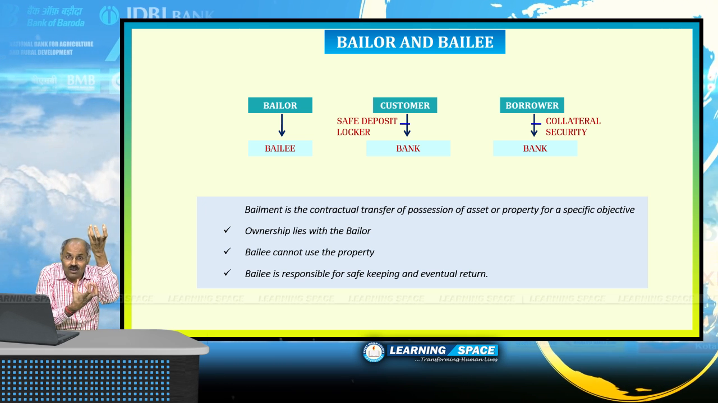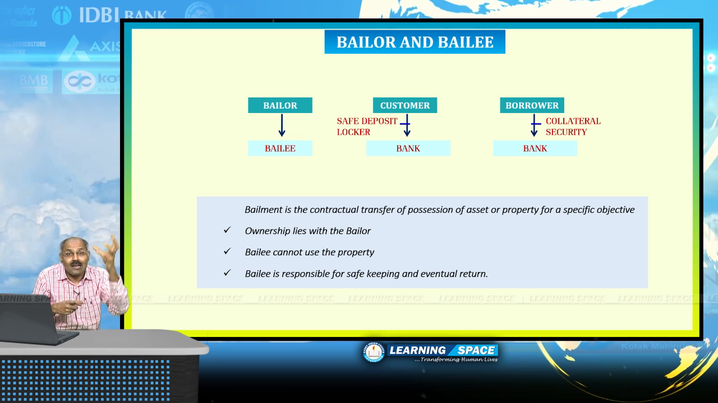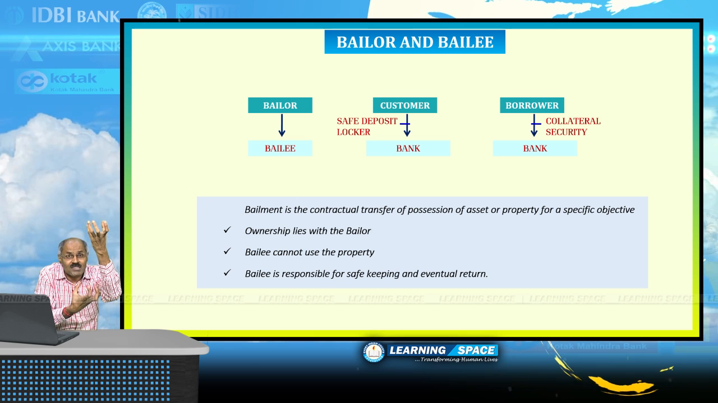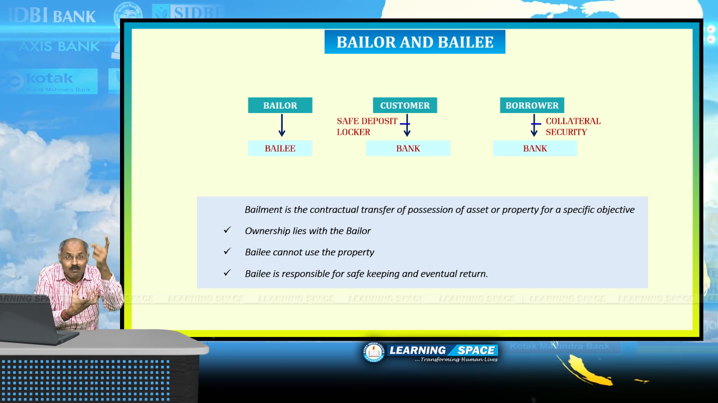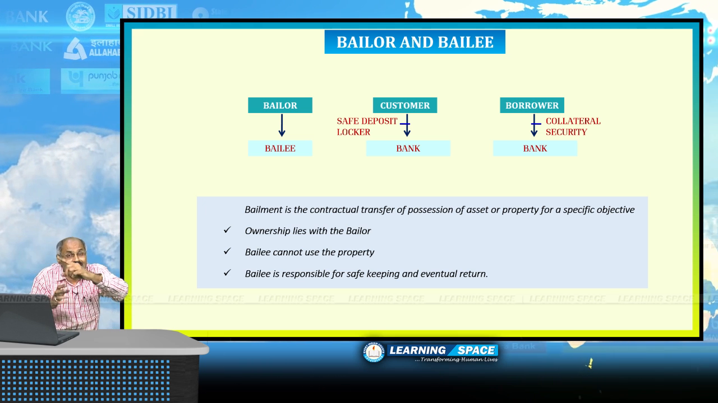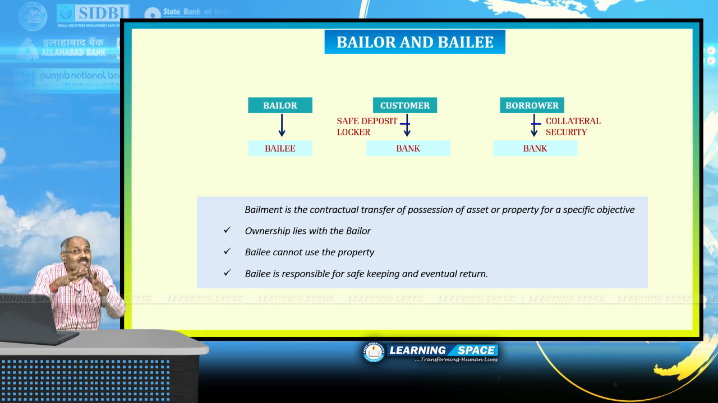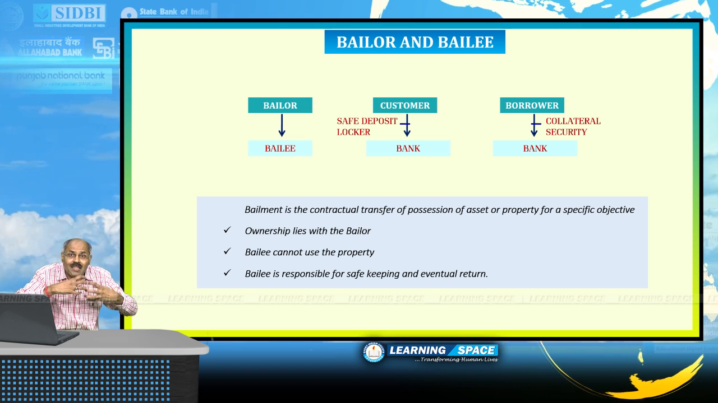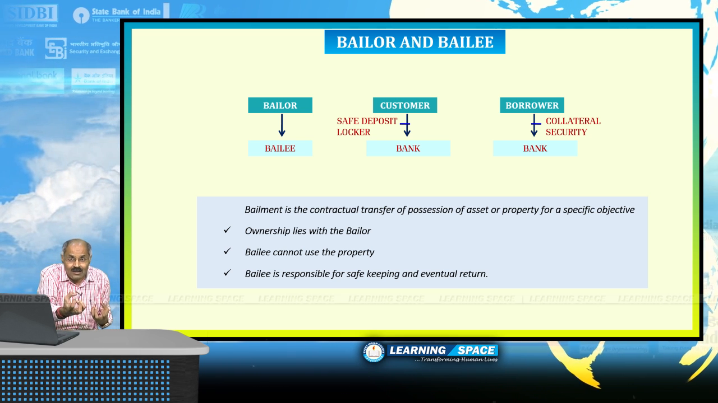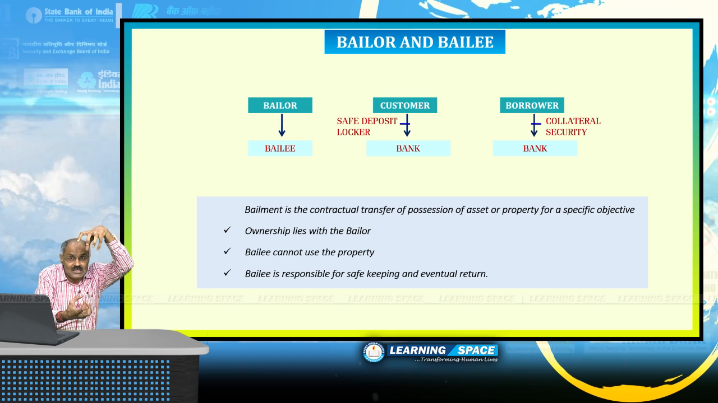Bank is bailee. Please don't forget, customer is the bailor. If the customer is taking a safe deposit locker, then the customer is the bailor and the bank is the bailee, and the process is called bailment. And please don't forget, bailment is the contractual transfer of possession of an asset but not the ownership. If I am keeping some documents in the safe deposit locker, I am allowing the bank to have the possession of the documents in safe custody and not the ownership. Ownership lies with the bailor.